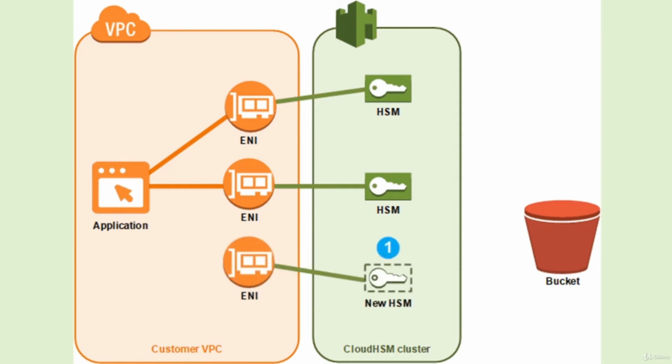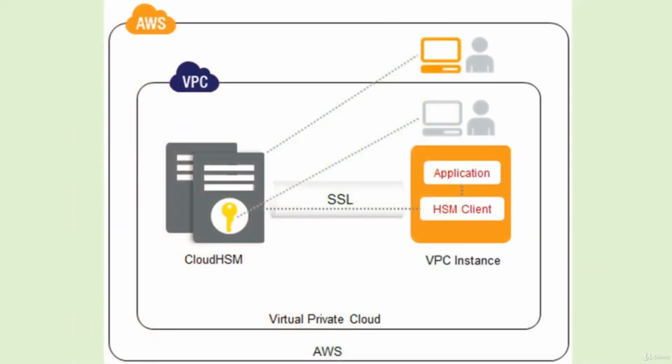So this is an example of using Cloud HSM with VPC. Here we have an instance of HSM connected by SSL to different VPC instances. Here we have one application instance running similarly. We can have different instances running simultaneously in sync with each other.